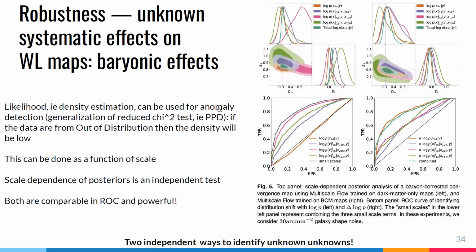One was just to look at scale dependence. And we see that there are some deviations on very small scales. That's because baryonic effects are predominantly on small scales. But the other one that we looked at is basically look at the density estimation and see if the density estimator itself is an anomaly. You can think of this as a generalization of a chi-square test. And both of these tests actually appear to give pretty good information about these anomalies.